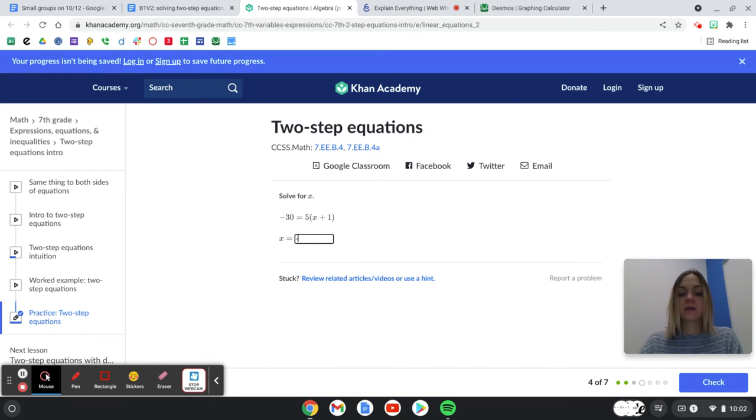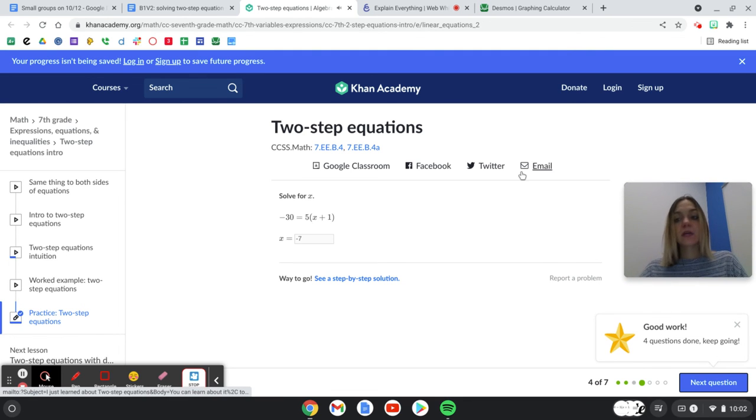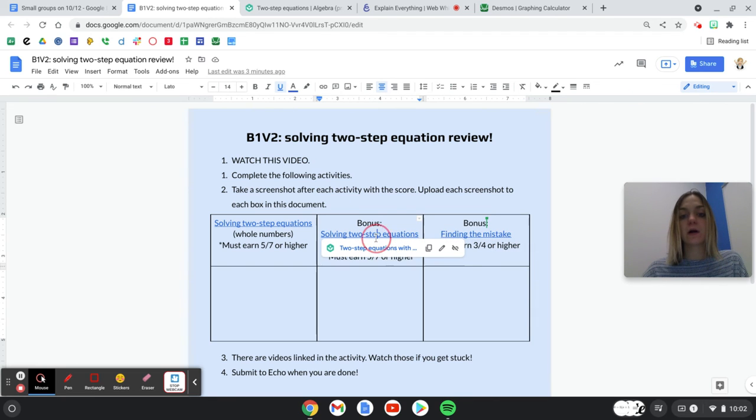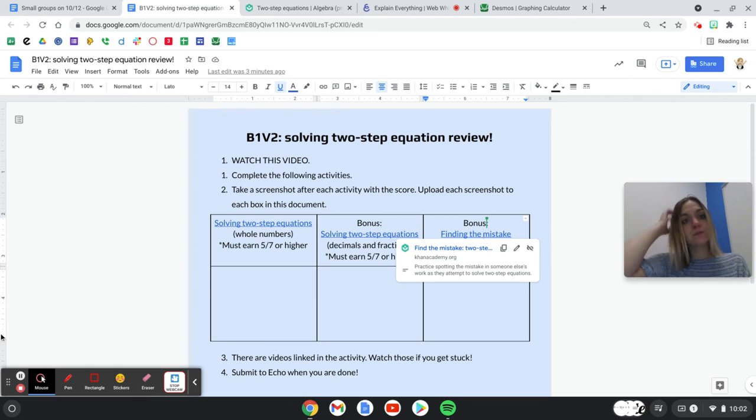So type in negative 7 and get the little ding down there. Okay, so you're going to keep doing this with the rest of your problems. You have to get 5 out of 7 or more correct in order to earn credit. Once you're done with that, you can work on these two guys, which will give you some bonus points before the quarter ends.